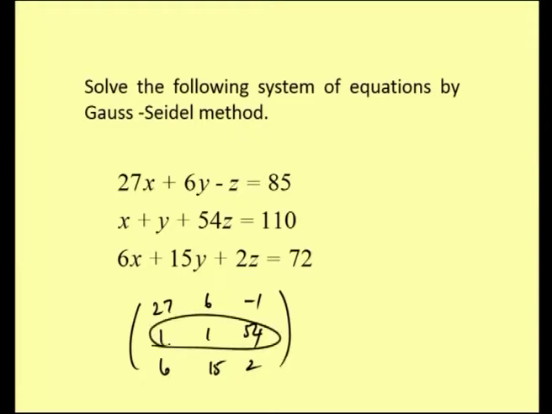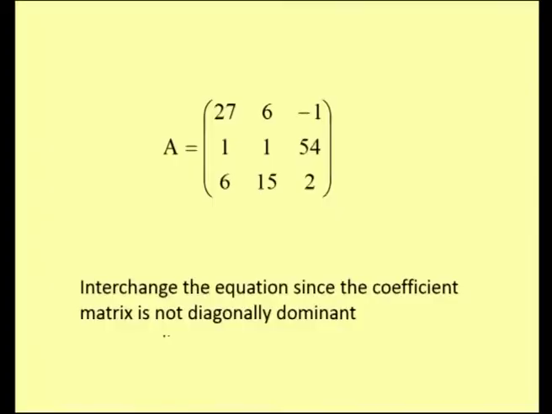So, the second row happens to be diagonally dominant with the third element. Therefore, I will replace the arrangement, making the third equation the second one and the second equation the third one, so that the equations become diagonally dominant. Okay. Interchange the equations since the coefficient matrix is not diagonally dominant as such.